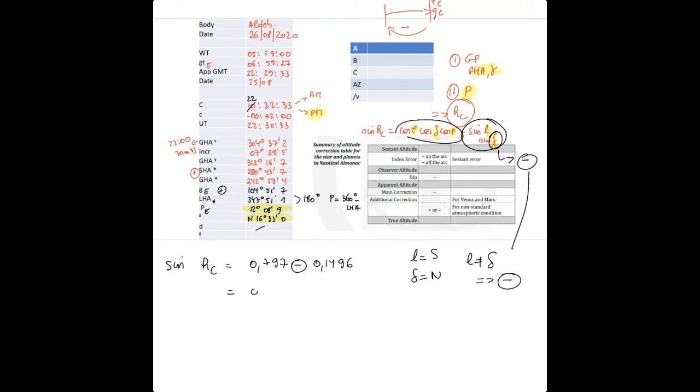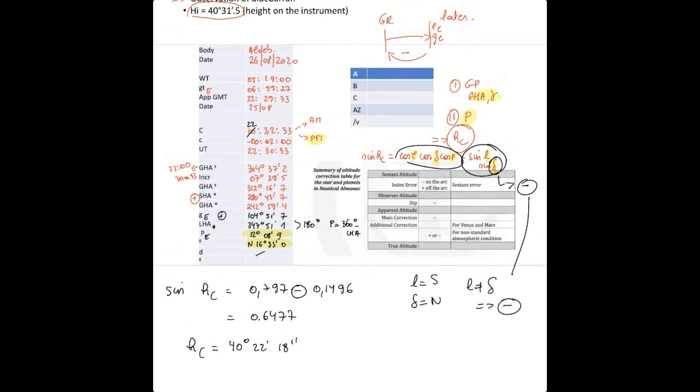Okay, so this gives us then 0.6477, and this corresponds to a calculated altitude of 40 degrees 22.18. Okay, voilà. Then, so we have our polar angle. In order to make our drawing, we need to know where, in what direction, we need to mark our intercept. Okay, so for the intercept, for the azimuth, sorry, we will need to calculate with the ABC tables.